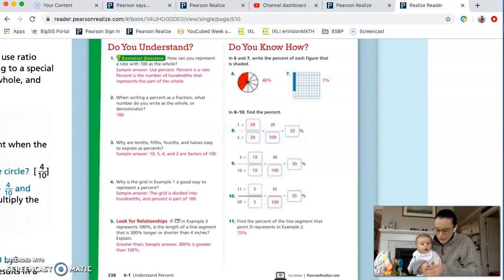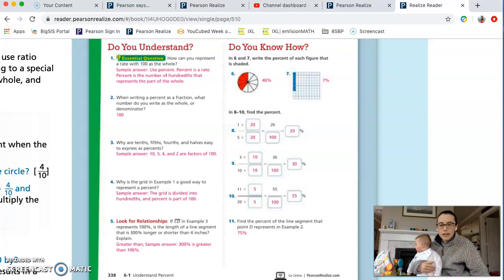So for number 1, we would use percent, right? So how can you represent a rate with 100 as a whole? We would use percent. So the percent is the number of hundredths that represent the part of the whole. So 19 over 100, 19%. 26 over 100, 26%. Okay.